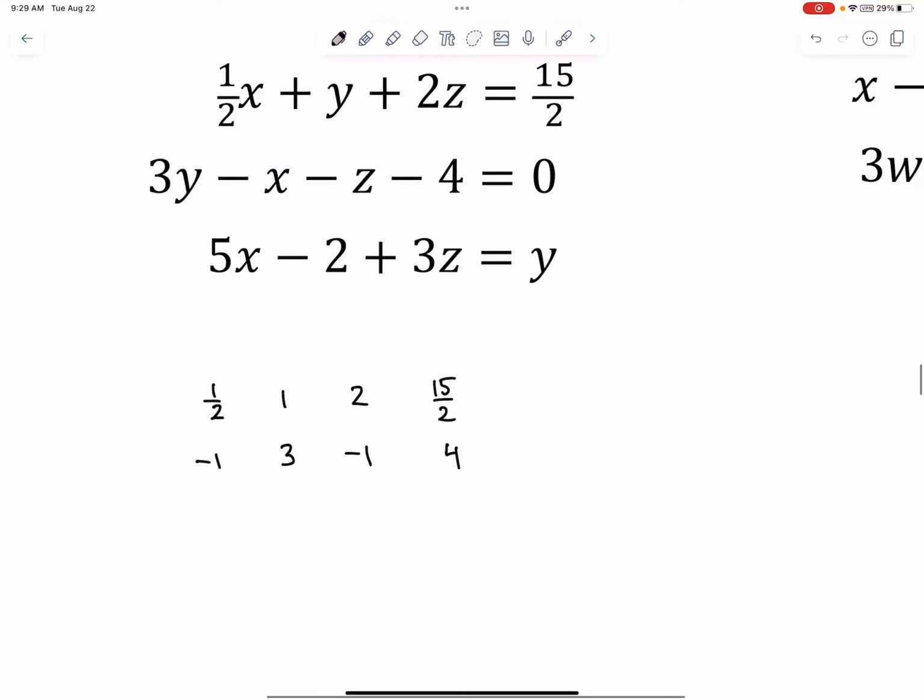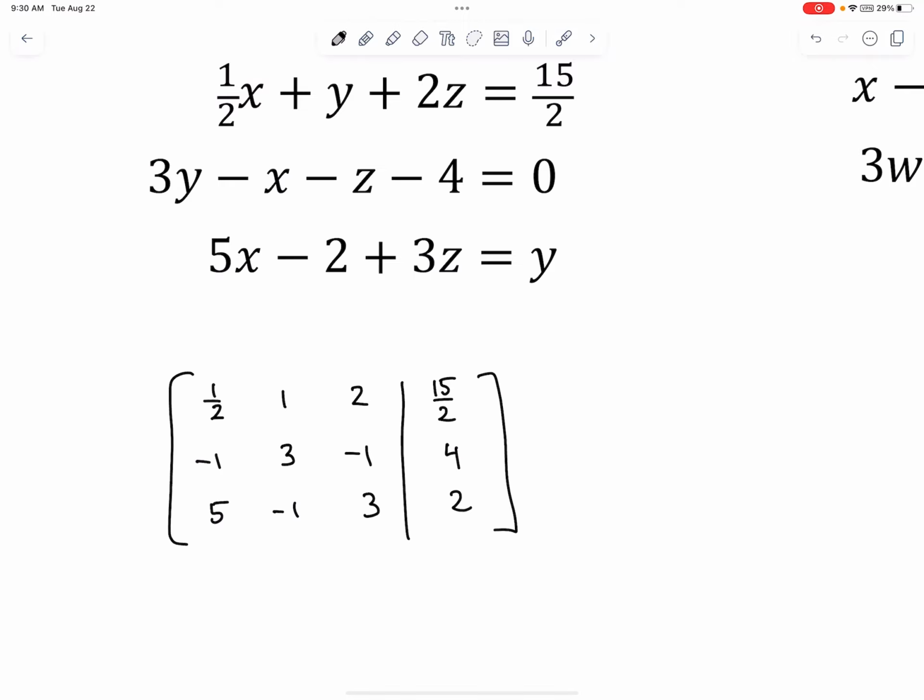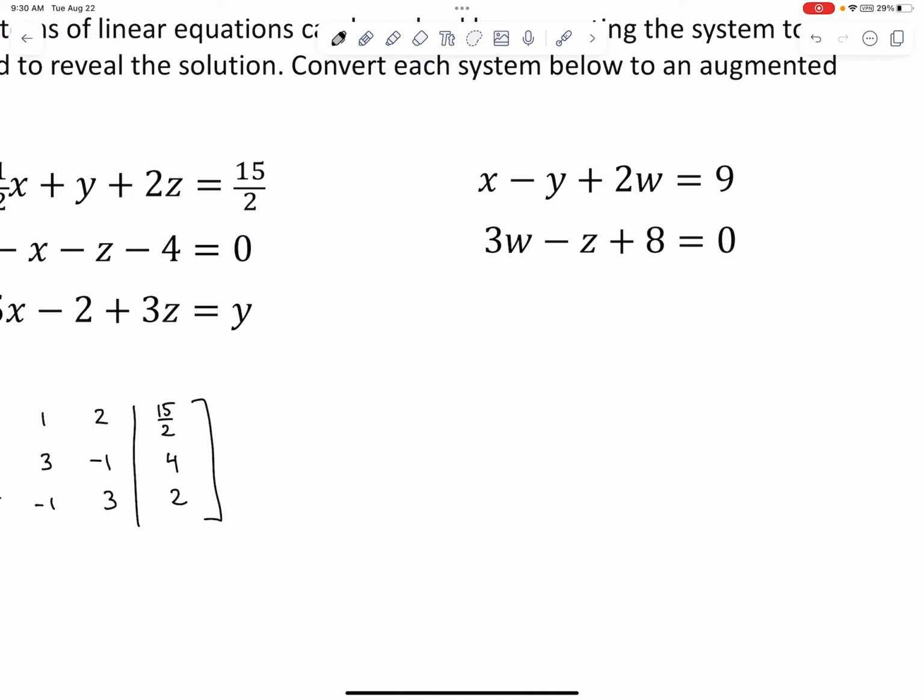And then the third equation, the coefficient of x is 5, the coefficient of y, I'm going to have to subtract the y over, so it's going to be -1. The coefficient of z is 3, and then we're going to have to add the 2 to the other side and put a constant 2 on the other side of the equal sign. So here's my vertical line to represent the equal sign, and then I'll put the square brackets to contain this matrix.